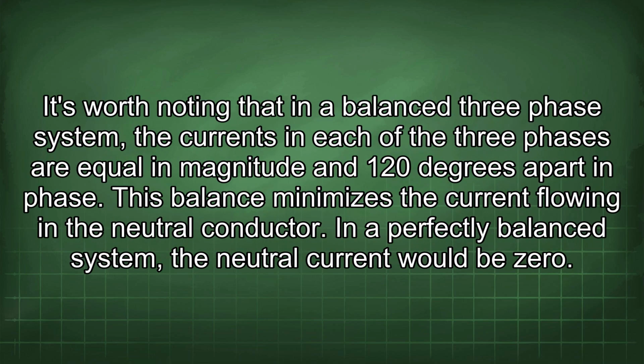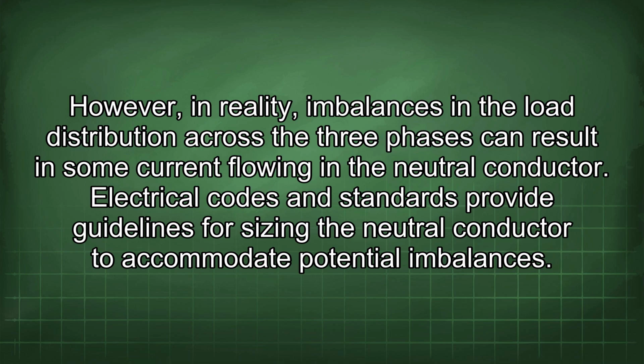It's worth noting that in a balanced three-phase system, the currents in each of the three phases are equal in magnitude and 120 degrees apart in phase. This balance minimizes the current flowing in the neutral conductor. In a perfectly balanced system, the neutral current would be zero. However, in reality, imbalances in the load distribution across the three phases can result in some current flowing in the neutral conductor. Electrical codes and standards provide guidelines for sizing the neutral conductor to accommodate potential imbalances.